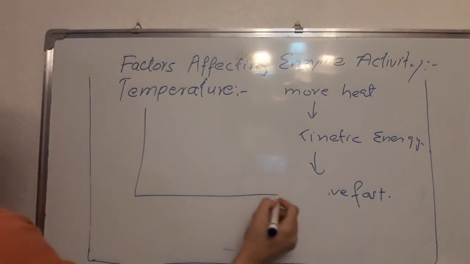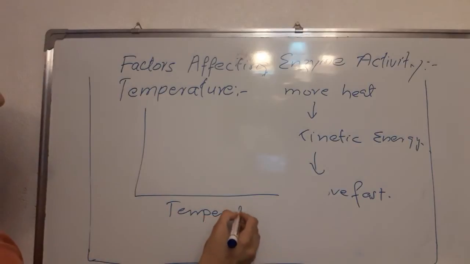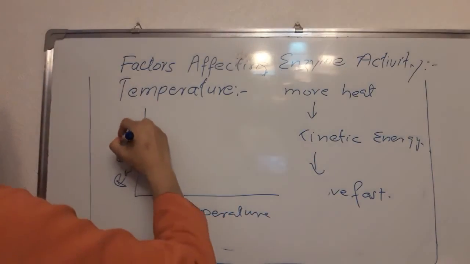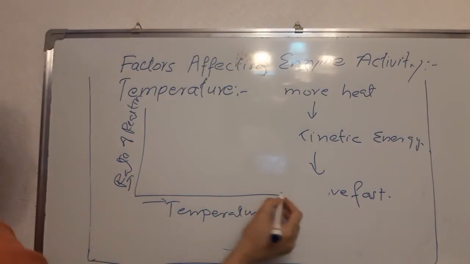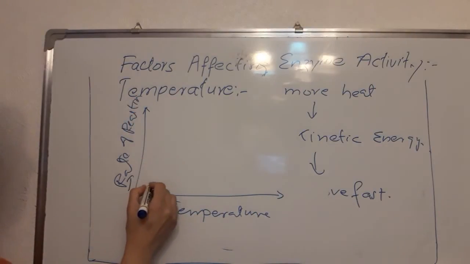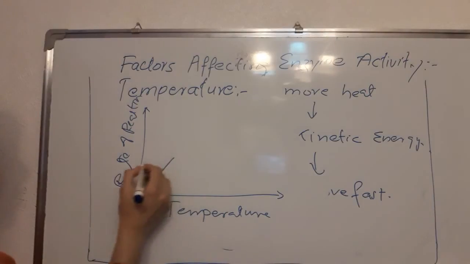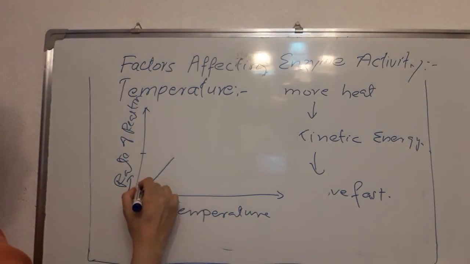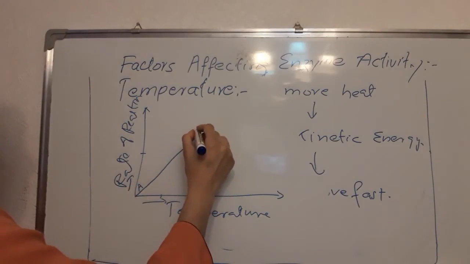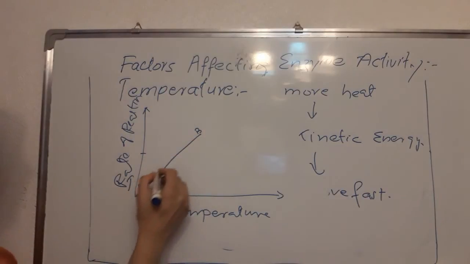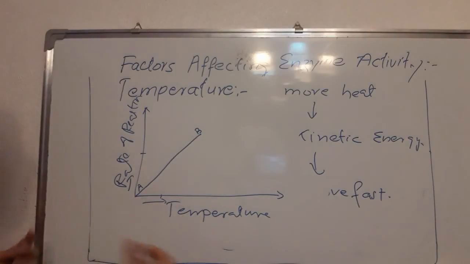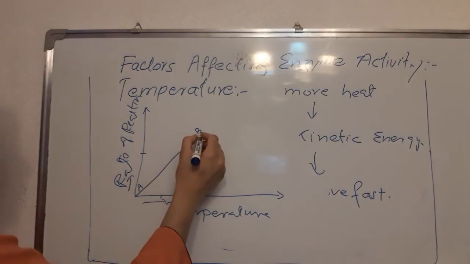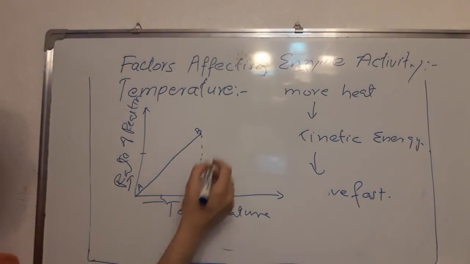So if we see a graph between temperature and rate of reaction, we see that with an increase in temperature, the rate of reaction increases. With every 10 degrees centigrade increase in temperature, the rate of reaction doubles. For example, this is point A and this is point B. From point A to B, the substrate and enzyme molecules are binding to each other to make ES complexes, enzyme substrate complexes. Here comes a point where the rate of making these complexes is highest. We call this temperature the optimum temperature.